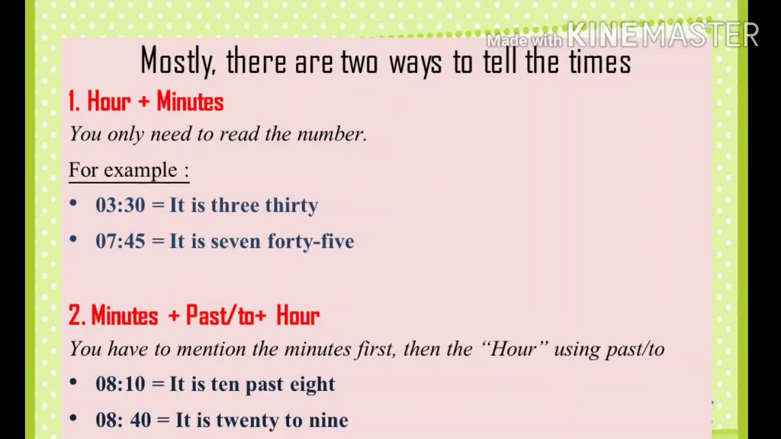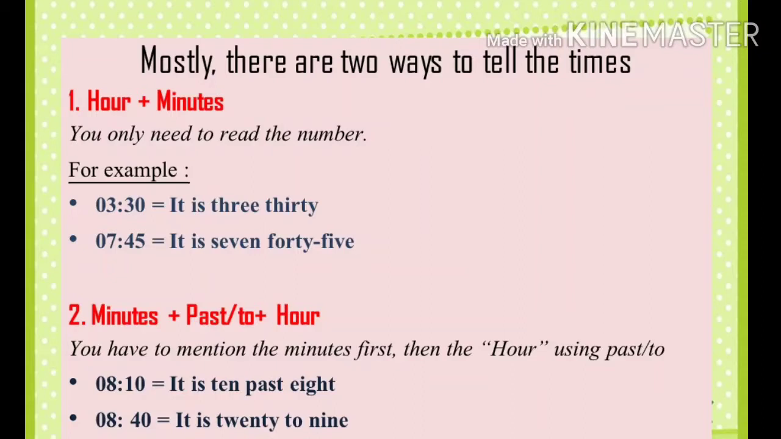Second, minute plus past or to plus hour. In here, you have to read the minutes first. After that, follow with the use of past or to, then the hour. Jadi di sini kalian harus membaca menitnya terlebih dahulu, kemudian diikuti oleh penggunaan past atau to untuk menerangkan kurang atau lebihnya menit, kemudian diikuti oleh jamnya.